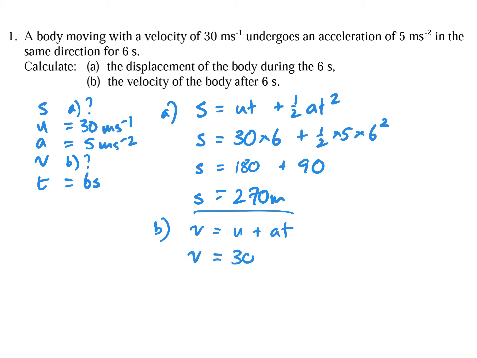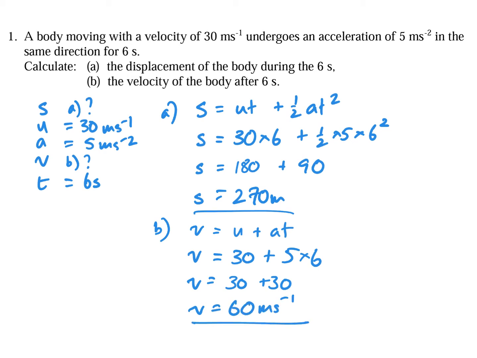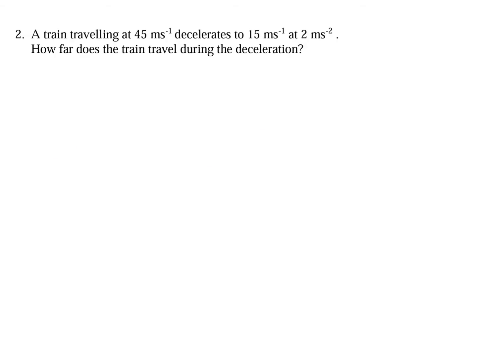So you would substitute into that. V equals 30 plus 5 times 6. 30 plus 30. So the velocity after 6 seconds is 60 metres per second. So fairly straightforward one to start us off. Same idea here.